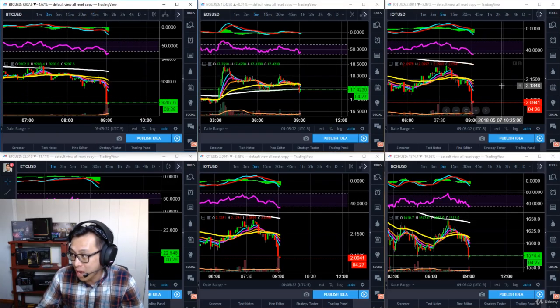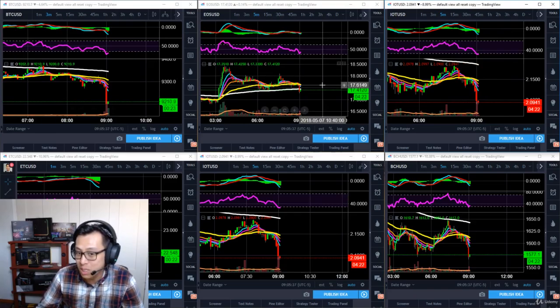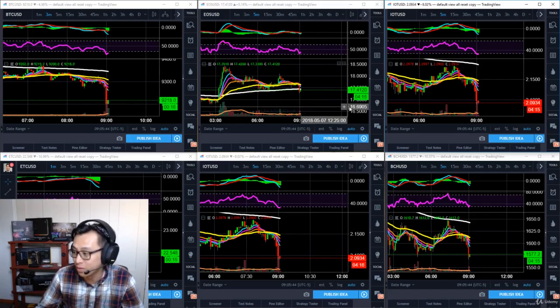So if you guys notice, every single RSI right now is incredibly low. So this is actually a fairly good time to be day trading, and I'll most likely end up day trading in front of you guys as well.